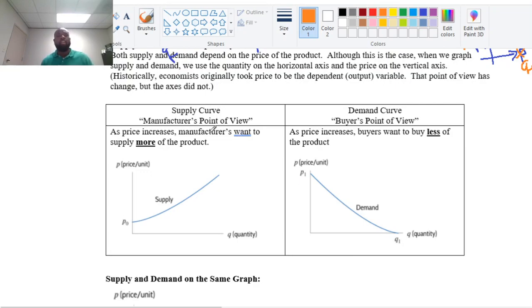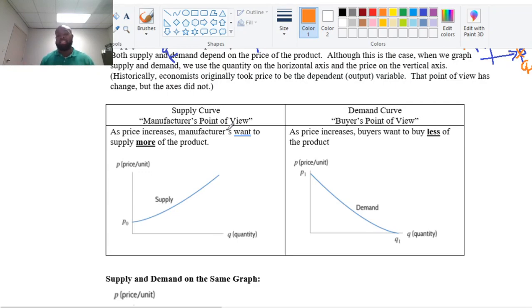Your supply curve is an increasing function, right? As price increases, and price is on your vertical axis, as your price goes up, manufacturers want to supply more of a product. And that makes sense because I would rather put more things on the shelf at a higher price than put a bunch of stuff on the shelf at a lower price if I know I can get more, right? And so that is why that curve is increasing, because as price increases, so does the quantity of items that suppliers want to supply to the market.